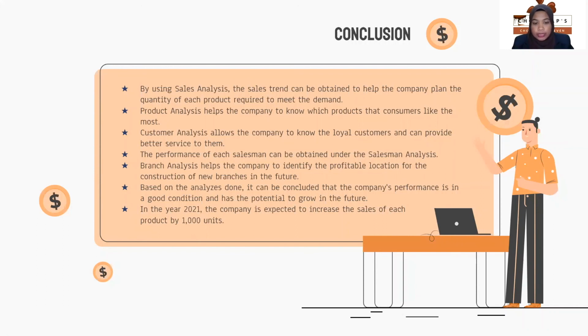Based on the analysis done, it can be concluded that the company's performance is in good condition and has the potential to grow in the future. In the year 2021, the company is expected to increase the sales of each product by 1,000 units.